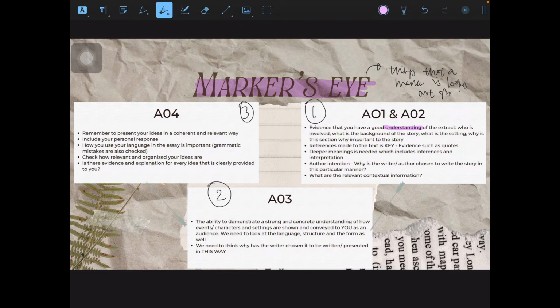You should know what the background of the story is, what the setting of the story is, and why this section is important to the story.